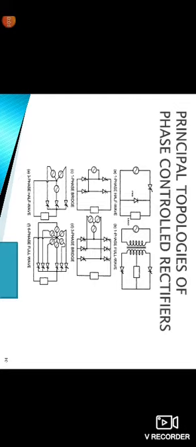Here are the principal topologies of phase control rectifiers. The phase control rectifiers are single phase half wave, single phase full wave, single phase bridge, three phase half wave, three phase bridge, and six phase full wave. These are the categories or topologies of phase control rectifiers.